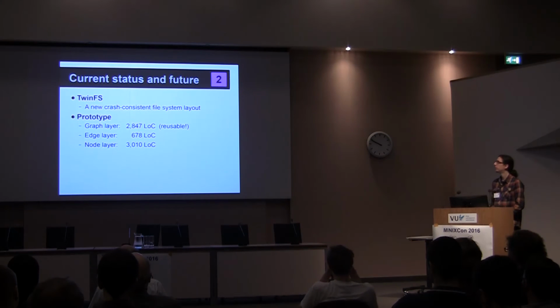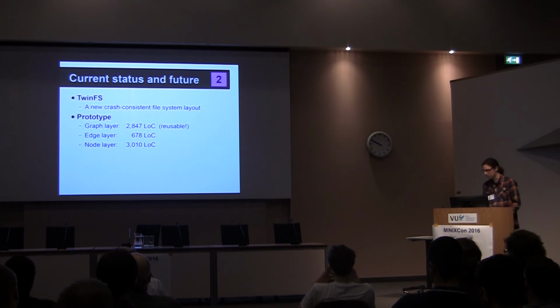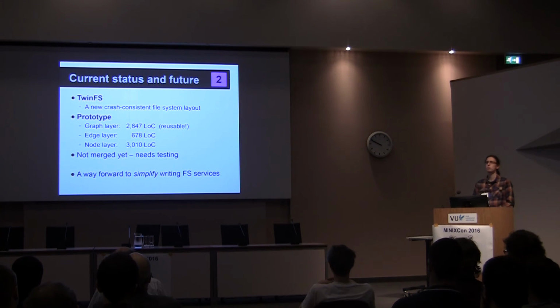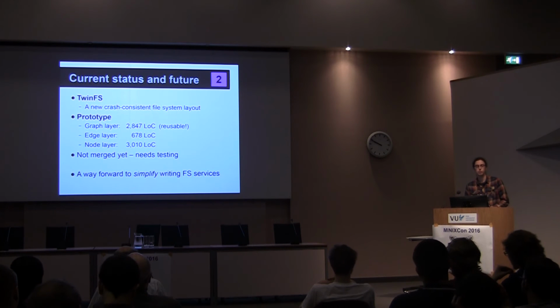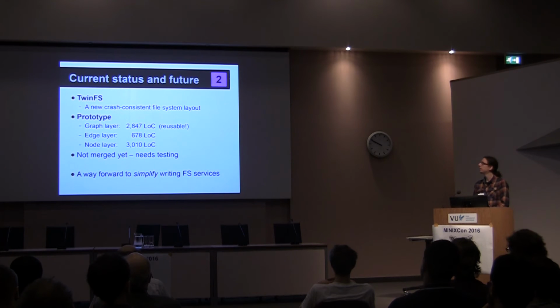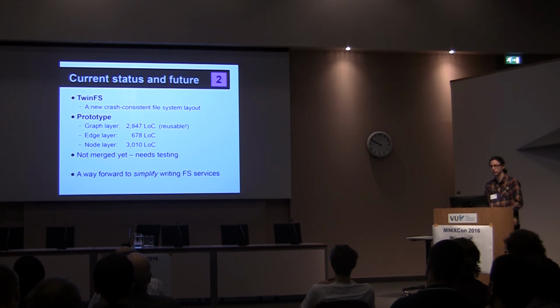And the most important part here is that the graph layer of about 3,000 lines of code is pretty much generic, and it would be possible to reuse this in other file systems as well. I have not merged the 20FS yet, so this is sitting in a branch somewhere. But I think it is the way forward here, and of course this will also involve modifying the existing file systems to make use of this graph layer. I think this is the way forward in terms of making it easier to write file system services, and also making it easier to maintain the current file systems that we have.